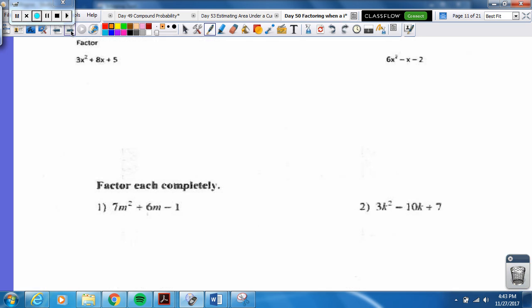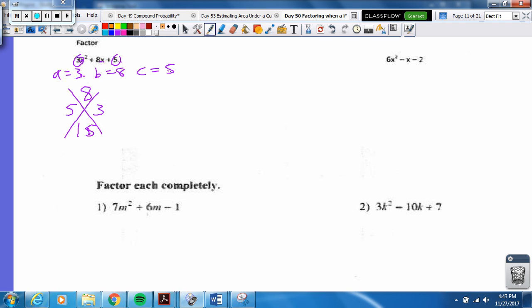So first step. We got A is 3, B is 8, and C, the constant, is 5. So when I draw the X now, the middle number, 8, which is B, goes right there, but I don't put 5 on the bottom. I actually have to multiply A and C. So 3 times 5 is 15. I only do that when A is greater than 1. So I got a 3 right there, so I got to multiply A times C. Got it. So what adds to 8 and multiplies to 15? That would be 5 and 3.